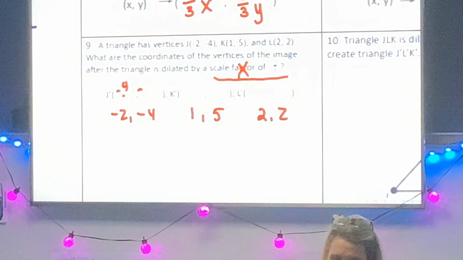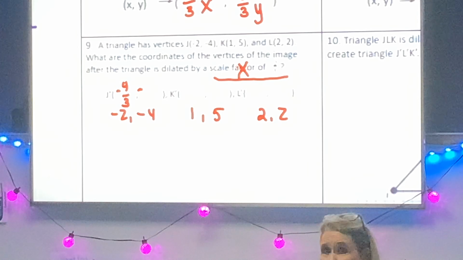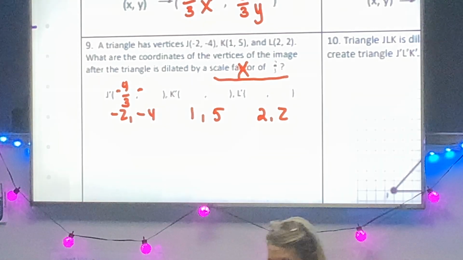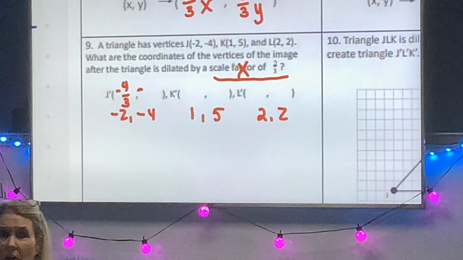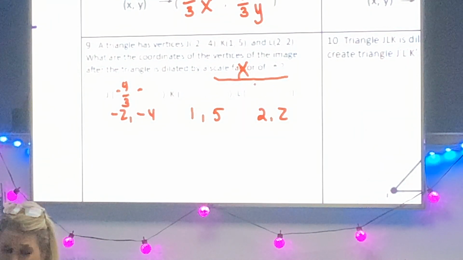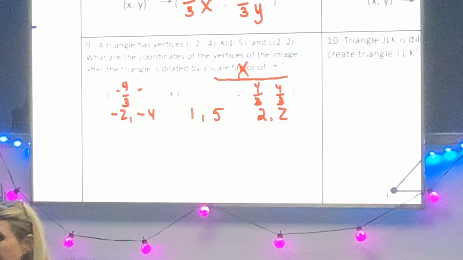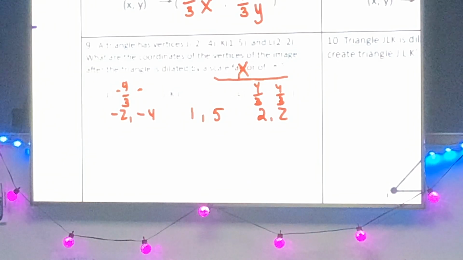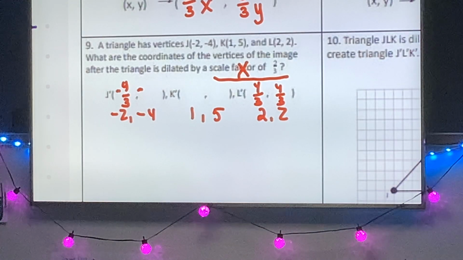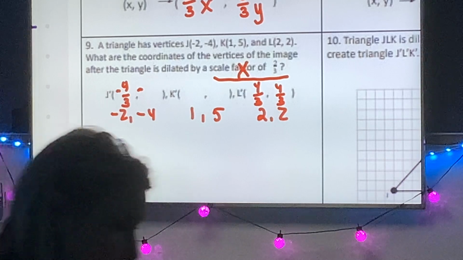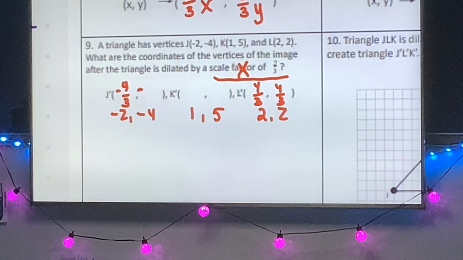Now, every 2, do you see I already put the negative in front of that one? So don't I already have the numbers for L also? Because those are 2, so I know that's a positive 4/3 and that's a positive 4/3 because it was 2 positives. You were just taking the numbers they gave you and multiplying by 2/3. If it was a scale factor of 5, you just multiply all your ordered pairs by 5. So take 4 and multiply it times 2/3.